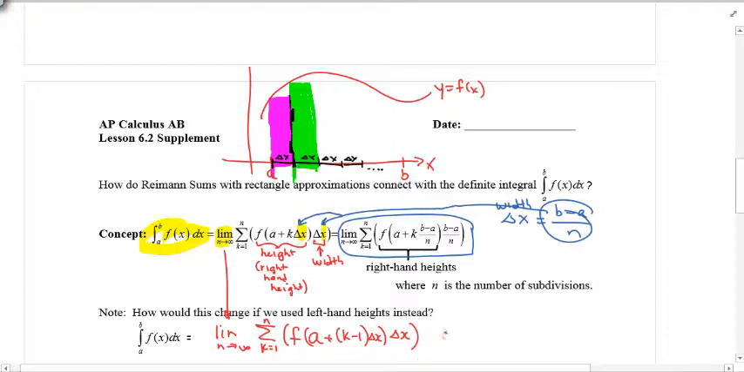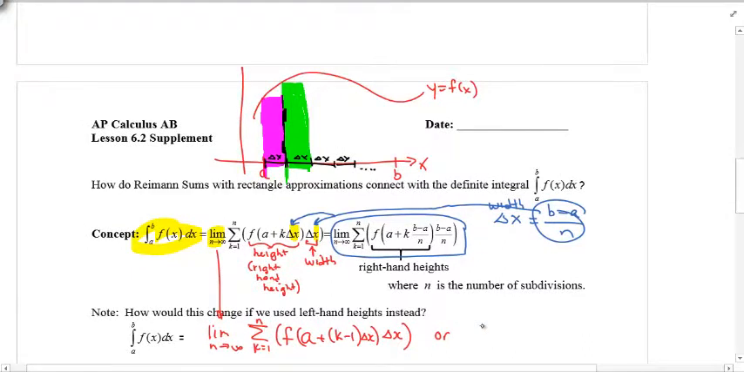Now, if you don't like that, what you could have also done was still have the limit, still have the sum, but keep the expression the same, k, but now k doesn't start at 1, because for our first rectangle I didn't add any multiples of delta x, so k actually starts at 0. So that works too. On the AP exam, though, I believe they always look at the right-hand, so you really don't need this part.